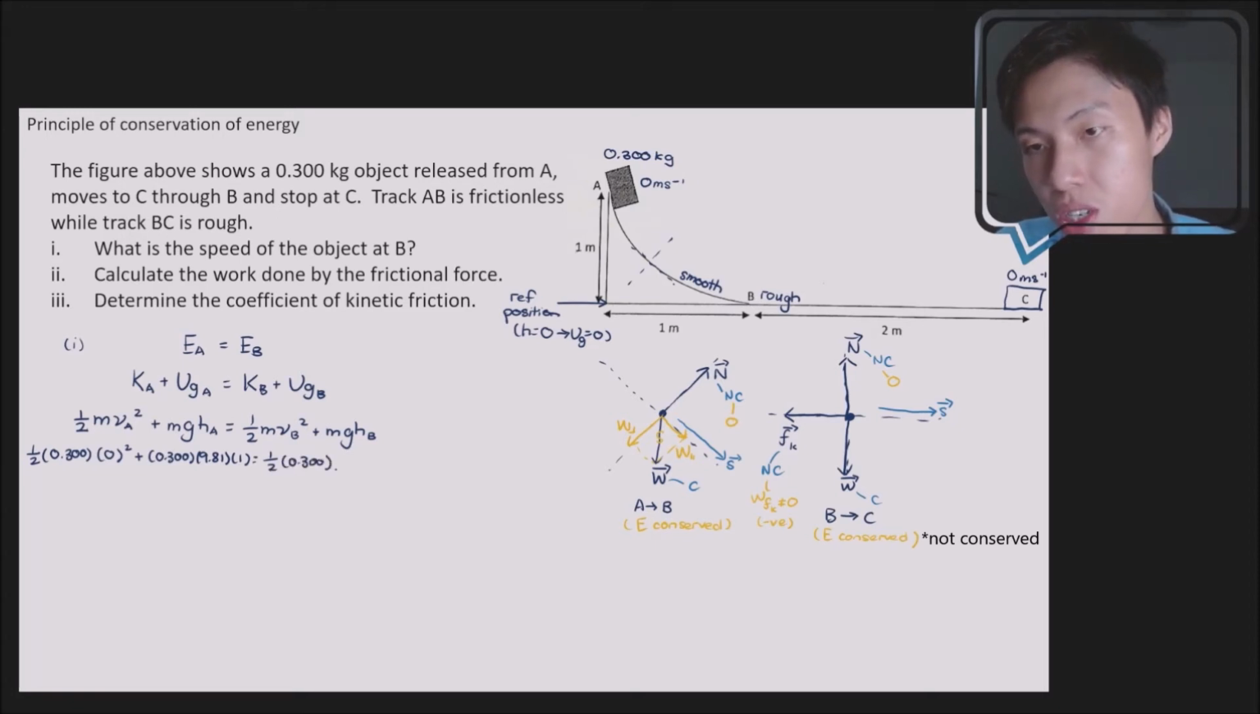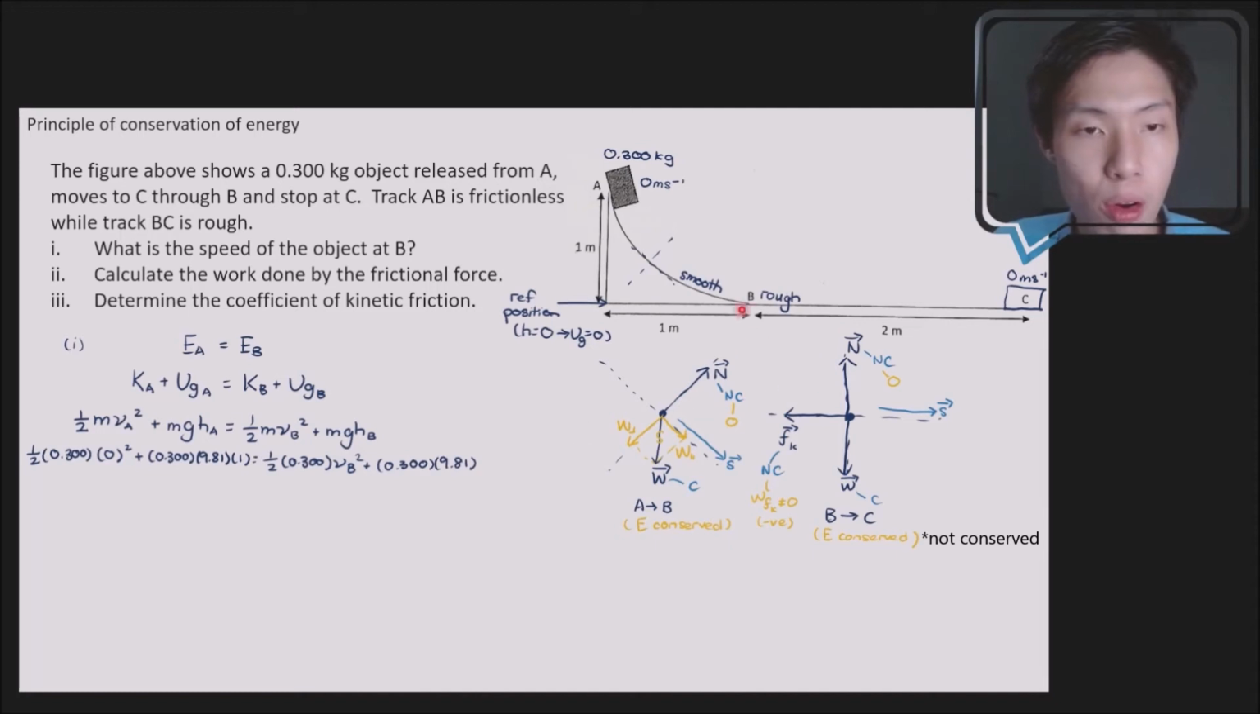Equals to half times 0.300. You're interested in the speed at point B, so leave it as it is, plus mgh. Your mass is 0.300. Your acceleration due to gravity is 9.81. Your height at point B, your point B is already at the ground, so it's at the same height as our reference position. So our height will be 0.